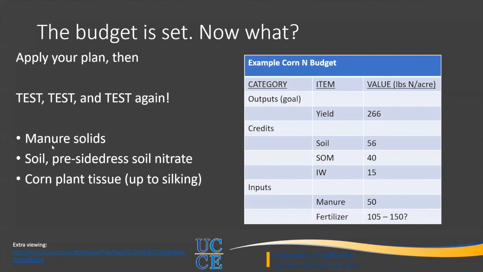This field would be a good candidate, looking at the remaining fertilizer or nitrogen requirement for that crop, for pre-sidedress soil nitrate testing. There are some values that are available that tell you what an appropriate fertilizer application would be based on certain pre-sidedress soil nitrate tests. In corn, you have the capability of doing plant tissue testing all the way up until silking in order to make a timely fertilizer application that can correct a nutrient deficiency.